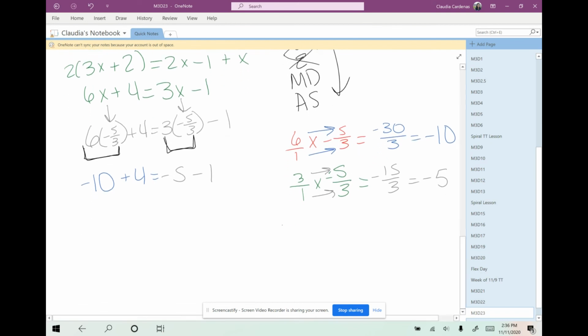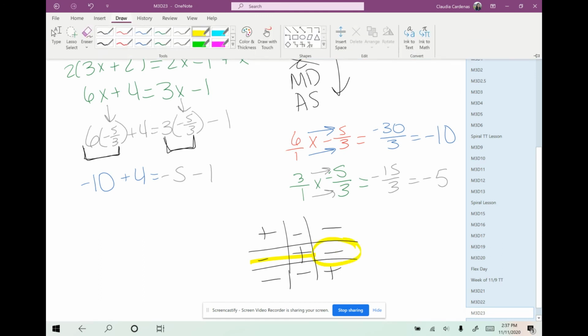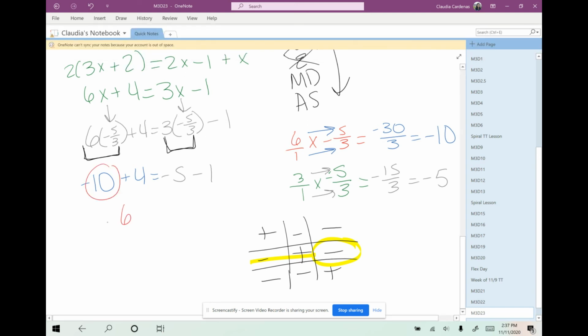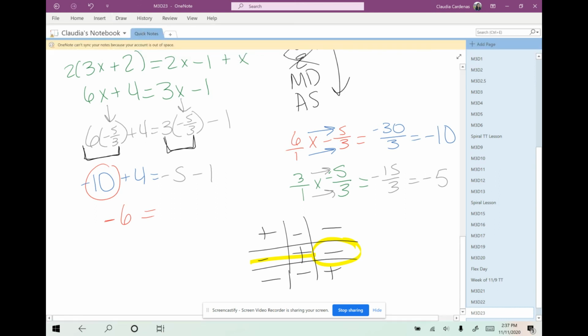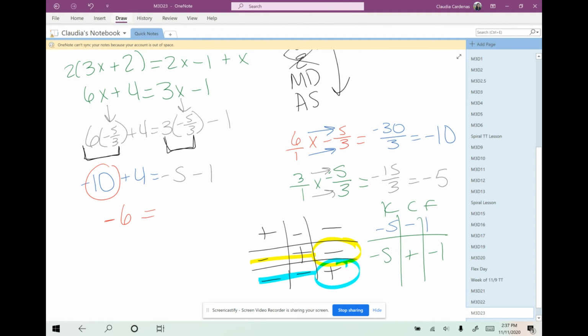Okay, getting closer and closer. Now I see a -10 plus 4, and since I moved my screen, I can't see my tic-tac-toe chart anymore. But a negative and a positive means that I have to subtract. And so 10 minus 4 is 6, and 10 is bigger, so that is a -6. And now I see a -5 minus 1, but I know I can rewrite -5 minus 1 using KCF, right? Subtraction problems can be rewritten to addition problems. And now that the signs are the same, we can add and keep the sign. So our answer is -6 as well.